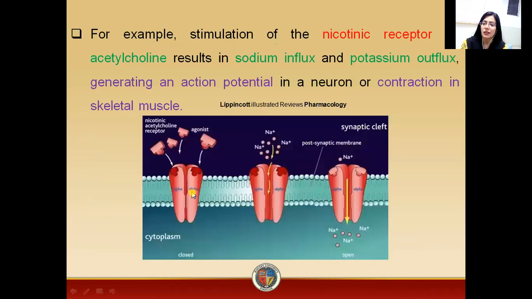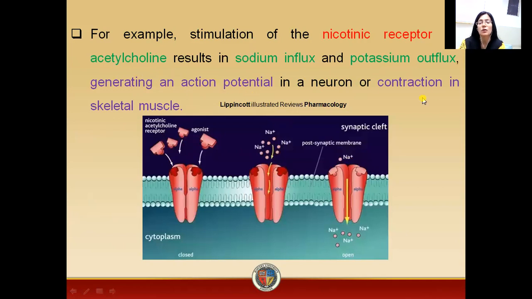Now, moving towards Lippincott. In Lippincott, there is an example of ligand-gated ion channel or receptor, that is nicotinic receptor. To these nicotinic receptors, there is binding of a drug or endogenous substance, that is acetylcholine. As a result of this binding, there is influx of the sodium ions. When your drug, your agonist, binds itself to a ligand binding site, there is opening of the channels. As a result of this opening, there is influx of sodium ions. Due to this influx of sodium ions and outflux of potassium ions, there is generation of action potential.